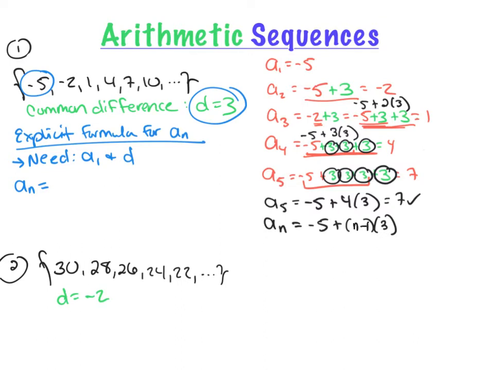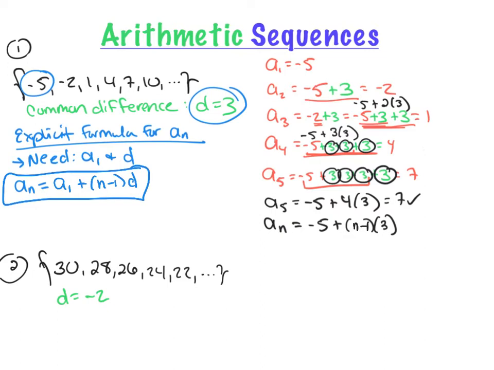So the formula that we're going to use as an explicit formula for an arithmetic sequence is your first term plus n minus 1 times your common difference. And you can use that formula for every single arithmetic sequence that you would need.